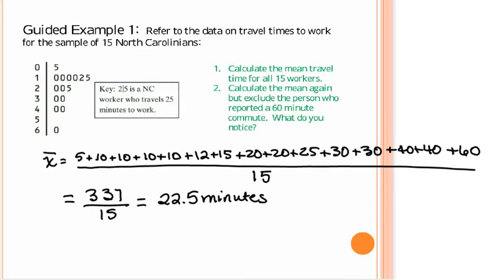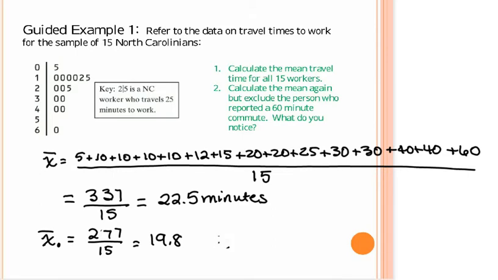Now, the second part said that they want us to do this without that 60-minute value. So I want to know what happens if I take out the 60 minutes, and I'm going to label this x bar O, meaning I've got rid of the outlier, and I've got 277 divided by 15, which is 19.8 minutes. Now look, not mutes, minutes.